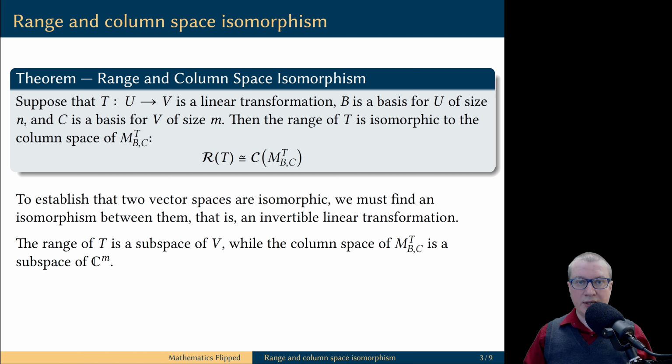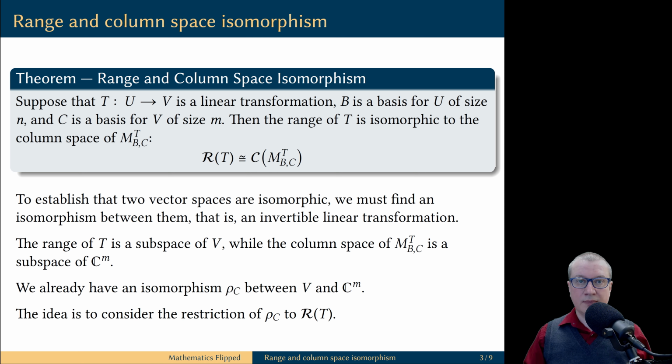The range of T is a subspace of the codomain V, and the column space of the matrix representation is a subspace of C^m, where m is the dimension of V. Here is an idea of the proof. We already have an isomorphism rho C from the vector space V to the vector space C^m. To establish an isomorphism between the subspaces of these vector spaces, we will consider the restriction of rho C to the subspace of V, which is the range of T.